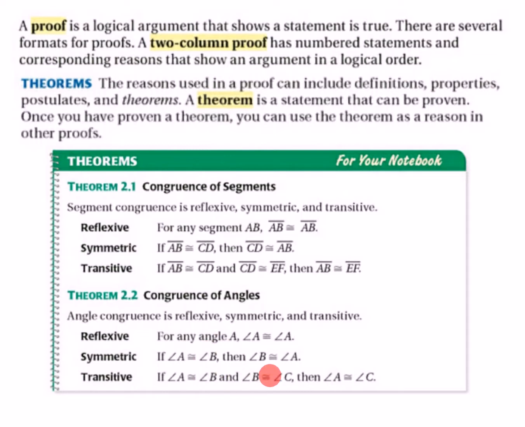Again, if you look at the congruence of angles theorems, then you will notice it's the same thing. On reflexive, I see the exact thing. On symmetric, it had an interchange. And then on transitive, notice I see angle B twice, so I take that part out. And what was left over was angle A is congruent to angle C.